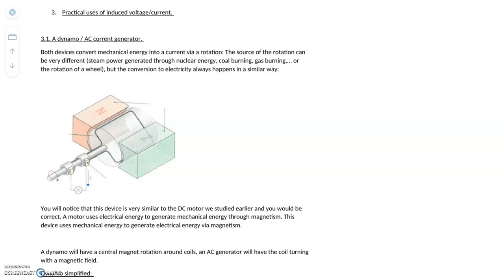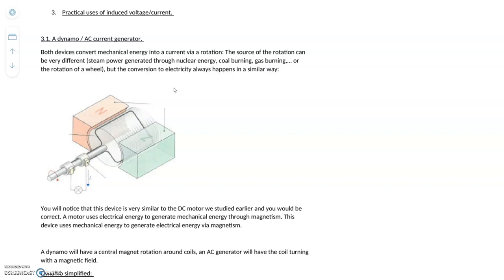Welcome in this video where we are talking about how we can practically use induced voltage and current in our day-to-day life. Now, one of the most common applications for the whole induced voltage system is either a dynamo or an AC current generator. Both of these devices try to convert mechanical energy, meaning a rotation of some sort, into a current via this whole Lenz law system.